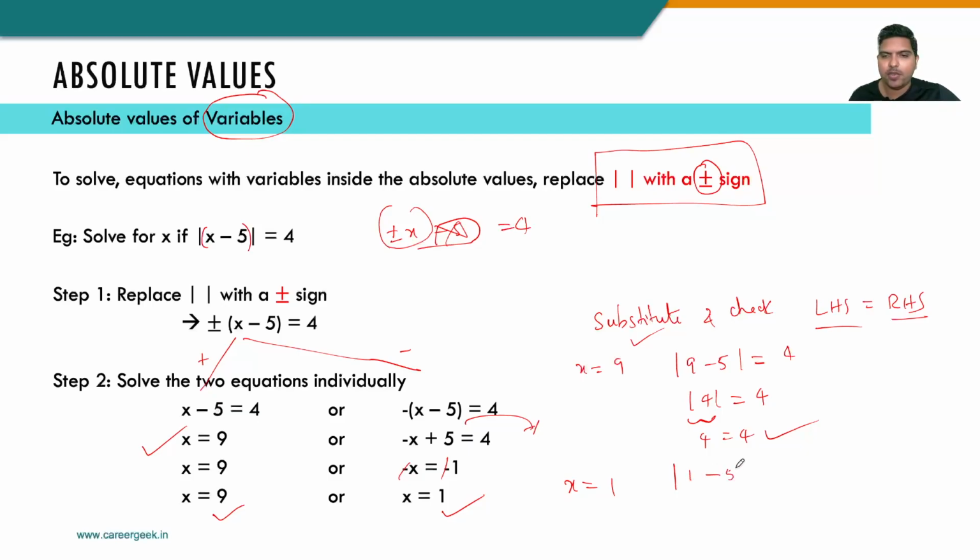X minus 5, which is 1 minus 5, is negative 4. The absolute value of negative 4 is positive 4, and this satisfies. So okay, in higher level questions, some values do not satisfy. So this is a suggestion from my end: do substitute if you want to be 100% sure.